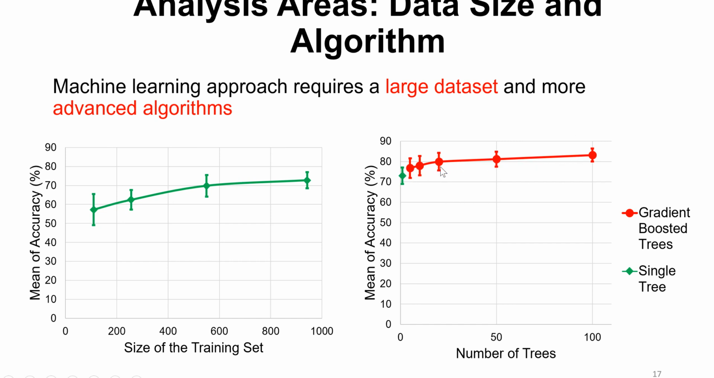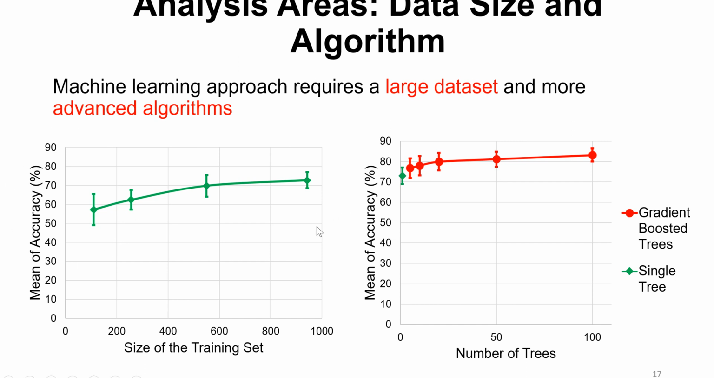And by adding more base learners or more trees, you can see that the accuracy is increasing. It goes from 72 to almost 83, right? So the more trees you have, the more accurate your algorithm is. But always you have to be, of course, aware of and vigilant of overfitting.